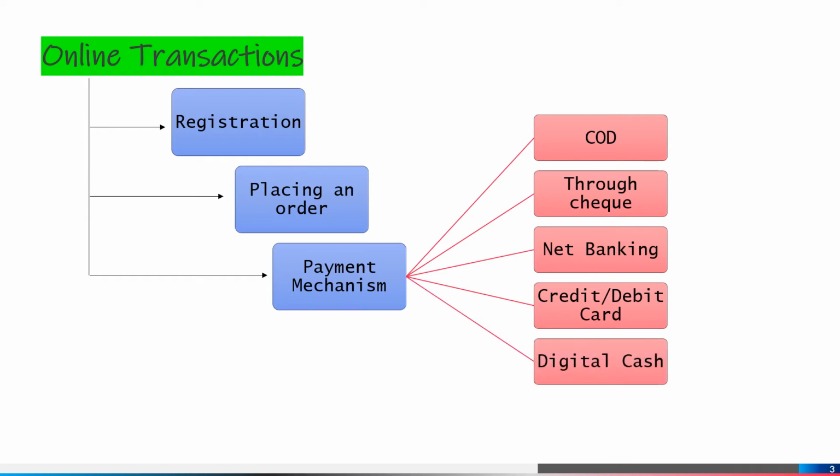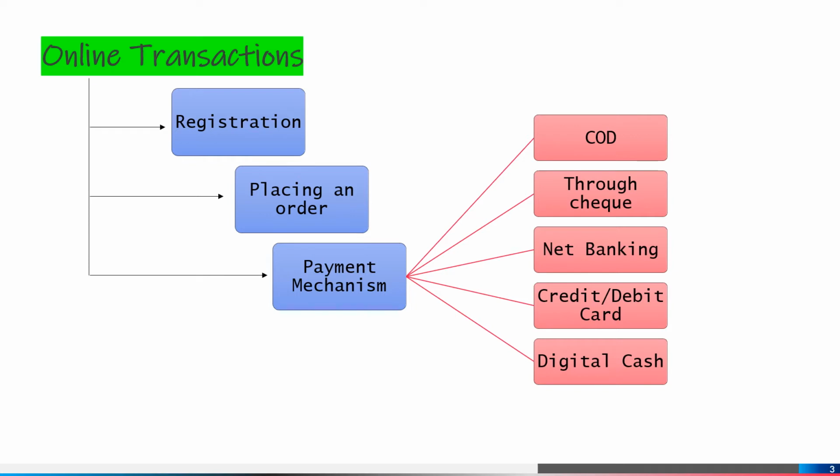Last one is digital cash. So this is cash which only exists in cyberspace. For the use of this cash, one has to deposit some amount from your bank account to that digital account, from where it will be deducted if you make a payment from that kind of portal.